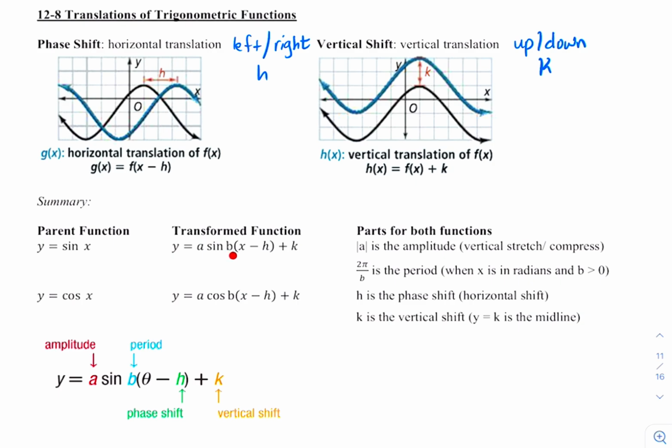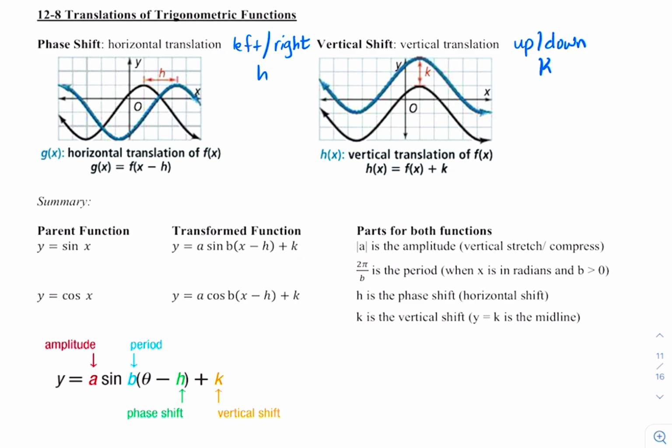Our b is still in charge of figuring out the period, which is how long one of our cycles is. If it's in radians, we're using 2 pi over b to find that. If it's in degrees, then here we would be using 360. So h is our phase shift, which is responsible for moving it left and right. And then k is our vertical shift, so moving it up or down.